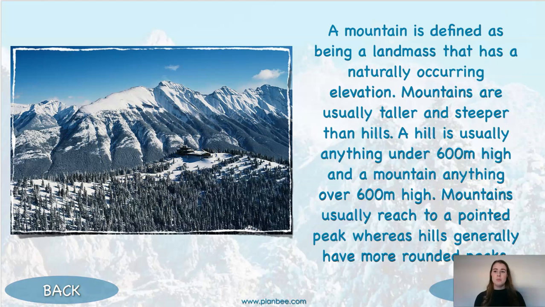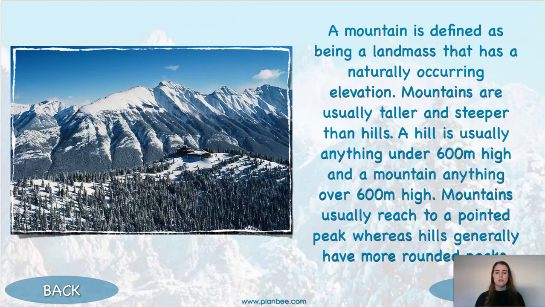So a mountain can also be defined as being a landmass that's naturally occurring. So this is going back to the Oxford definition. So mountains are usually a lot taller and a lot steeper than hills are, making them slightly more difficult to climb. Now a hill is usually anything under 600 meters and a mountain tends to be higher.